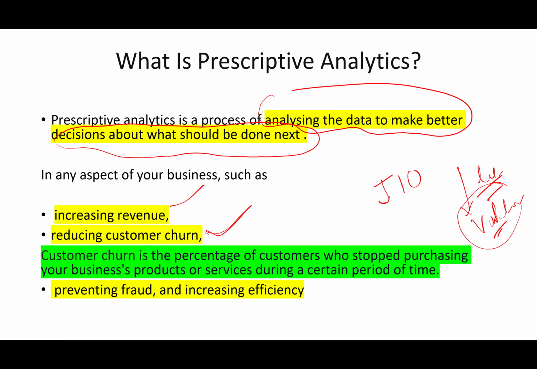So how can I reduce it? The customer churn should always be reduced. How can I reduce my customer churn? How can I retain the customers? A very important point that we can analyze with the help of prescriptive analytics. It is a process of analyzing data to make better decisions about what we should do next. What should we do next year in order to increase the revenue? This year, we didn't get proper revenue. But if I want to increase the revenue to 5 crore, what should we do next? This is nothing but prescriptive analytics.